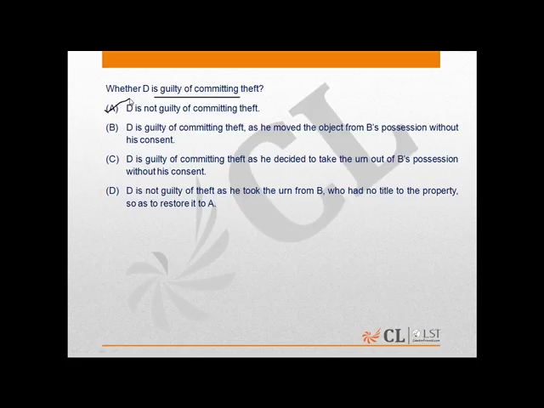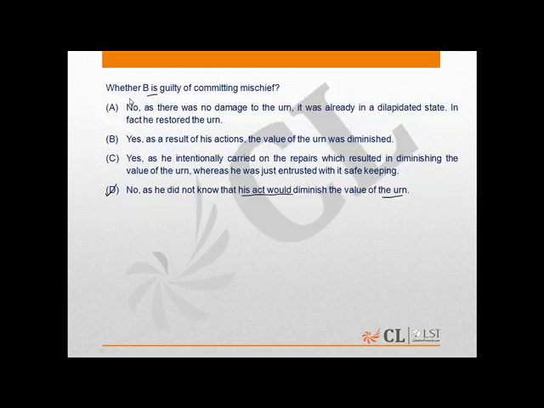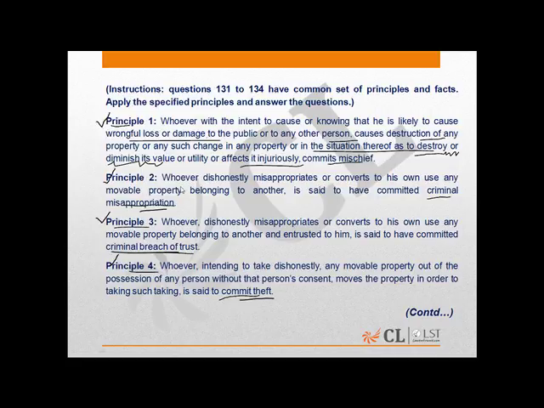Now, the reason why D is not guilty of committing theft is, if we read the principle properly, the principle states that whoever intending to take dishonestly any movable property out of the possession of any other person without that person's consent moves the property in order to such taking is said to commit theft. So these are the essentials in the principle.